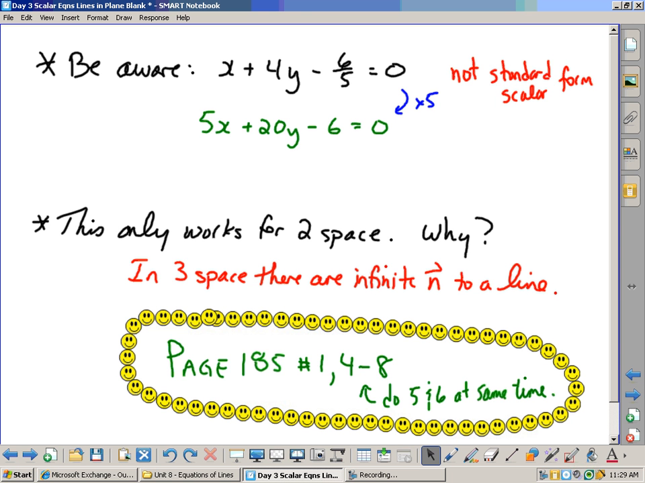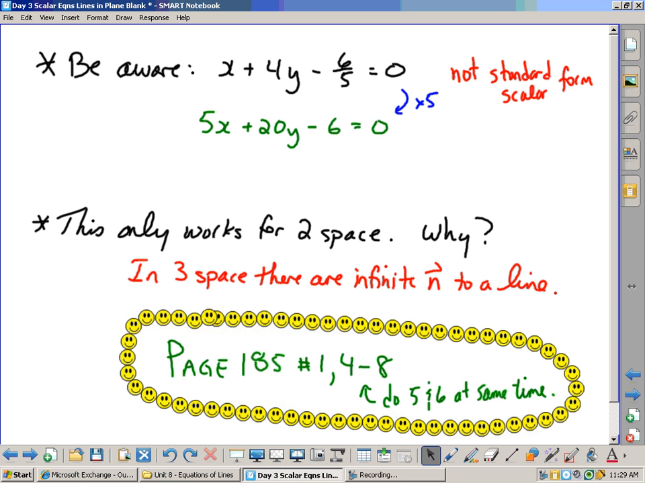Now, pretty shortly we're going to learn that in 3 space there is a normal, but it's not a normal to a line. It's a normal to something else. For today's stuff, you'll notice that we're only doing 2 space, so you'll only have an x and a y.